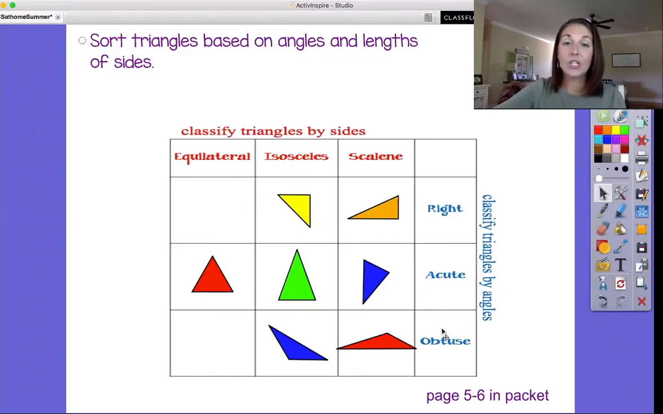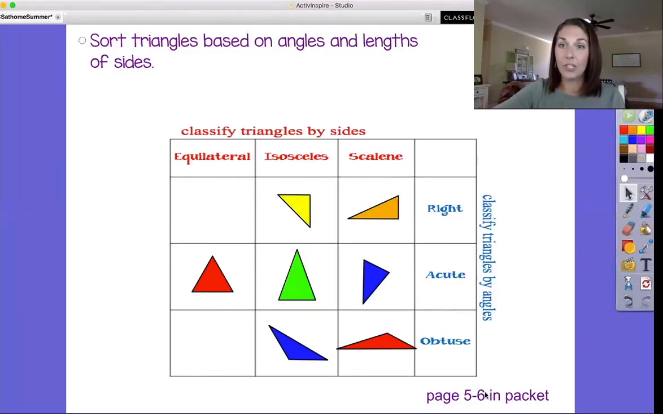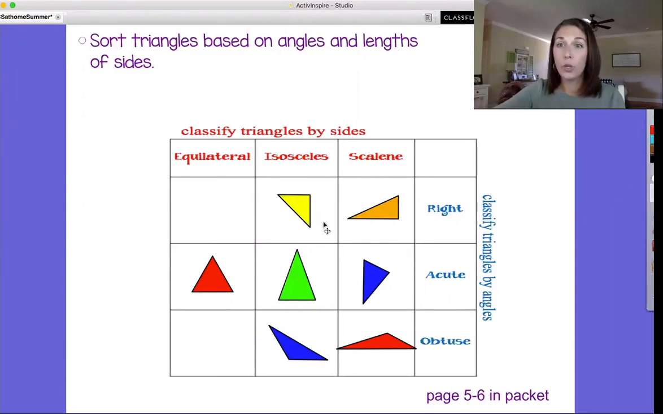All right, so the last 2 pages in your packet, the 5th and 6th page, you should be able to use this chart and the last slide to help you define those triangles and sort those triangles based on angles and on the lengths of the sides.